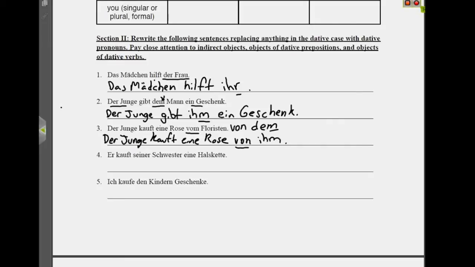From him. Number 4. Kauft seiner Schwester eine Halskette. He is buying something. The something he is buying is a necklace. Since the necklace is being bought for someone, we have to have here an indirect object for whom it is being bought, his sister. It says seiner Schwester because it's a dative object and it's feminine. So we leave everything else alone in the sentence. Kauft. Because our ein word here ends in an R, our pronoun must also end in an R. So we have here kauft ihr eine Halskette. Kauft ihr eine Halskette. He buys her a necklace.